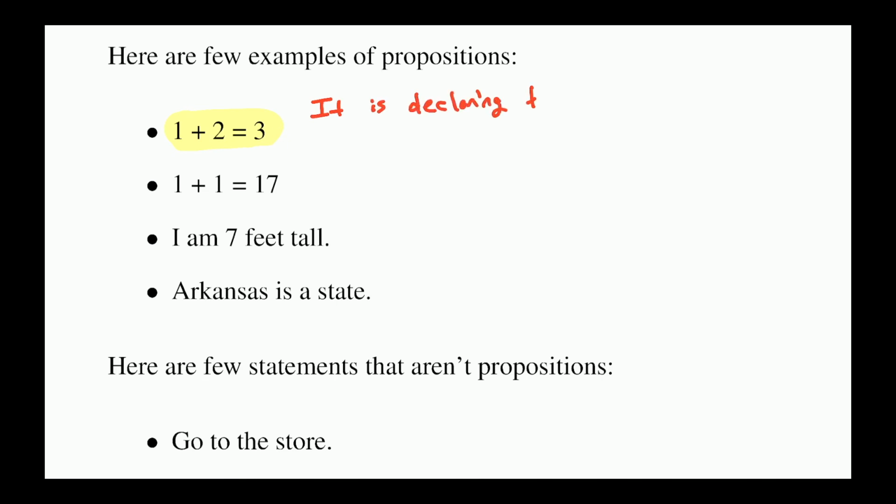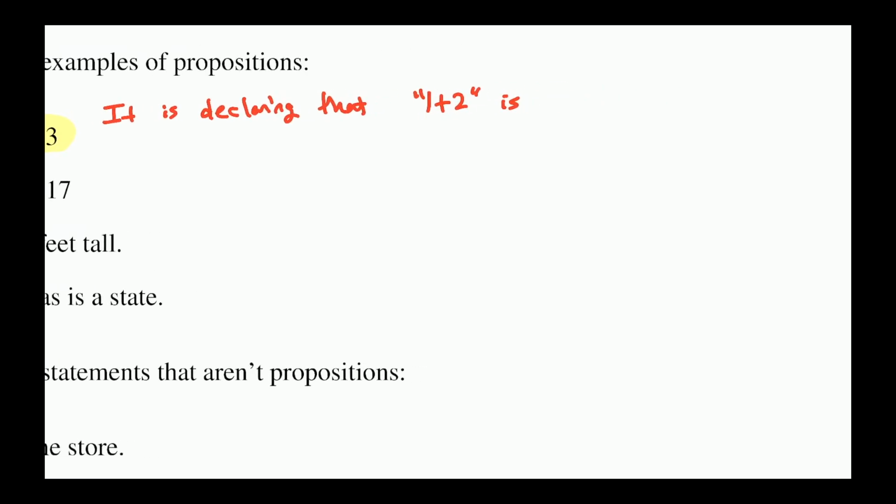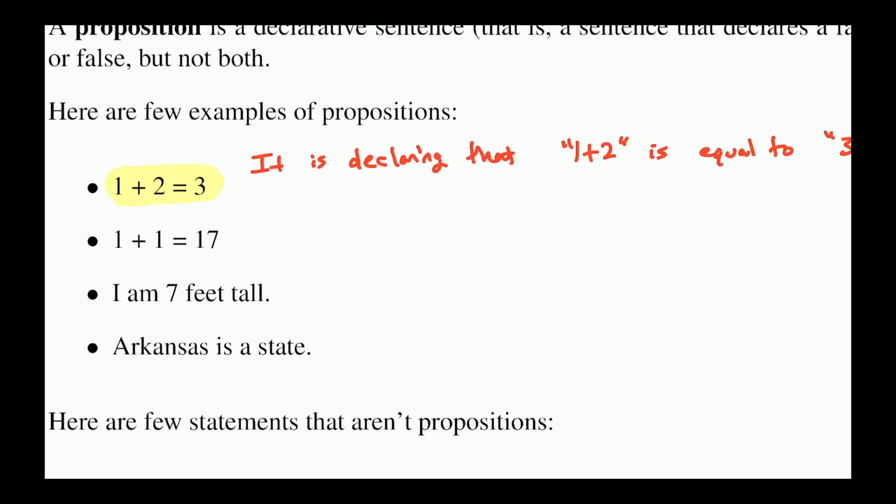So it's declaring that 1 plus 2 is equal to 3, right? So it is declaring a fact. In this case, it happens to be true, but that's not important. But that doesn't matter. Okay, so we're not asking whether it's true or not. We're asking whether or not it could be true or false.